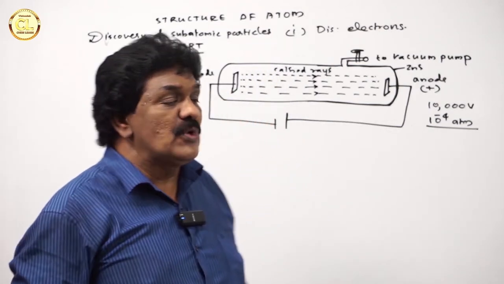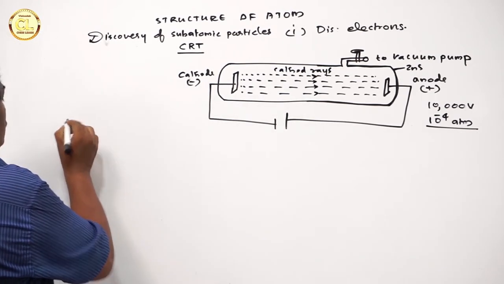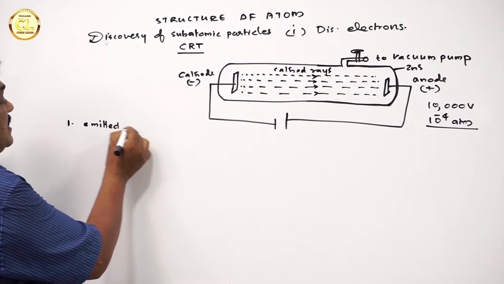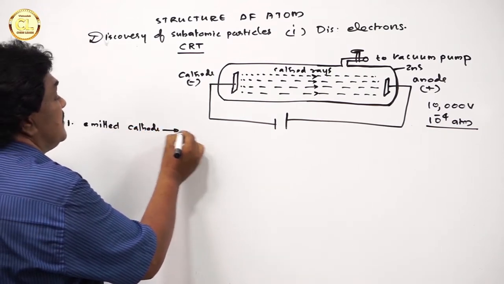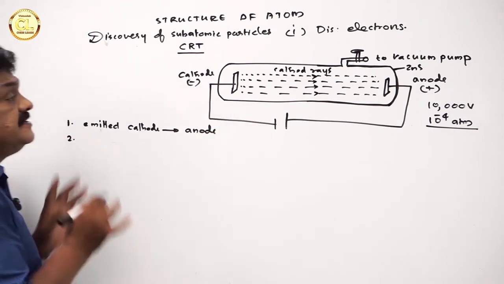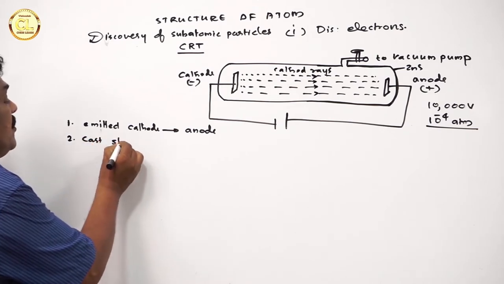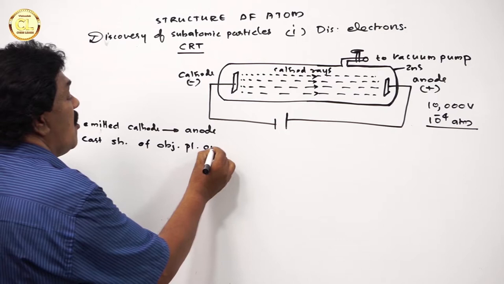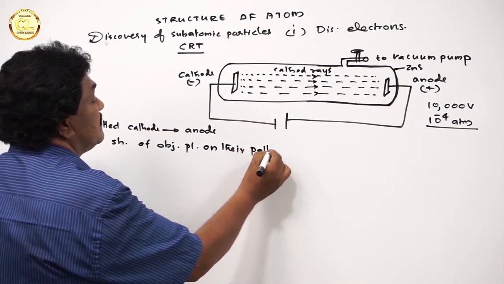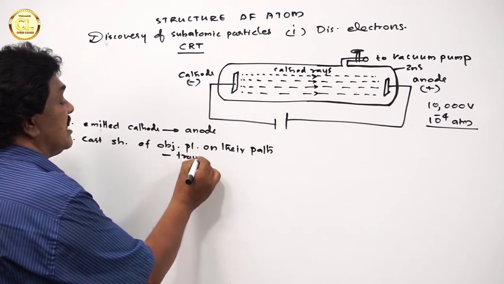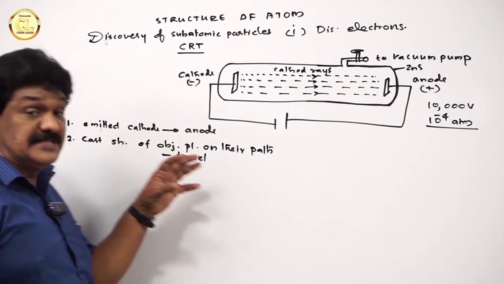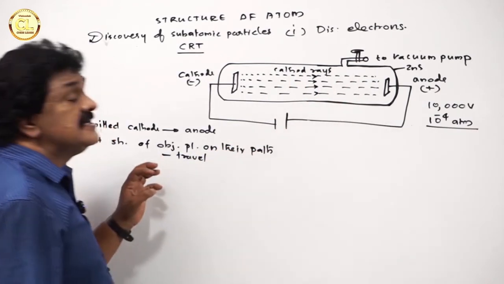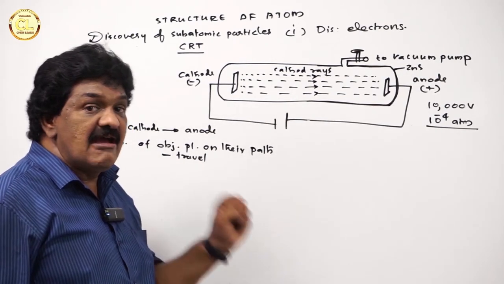Let us learn some of the properties of cathode rays. First property: cathode rays are emitted from cathode, and travel towards anode. Second, they can cast shadow of objects placed on their path. This shows that they travel in straight line. That means when we place an object here, we get a shadow behind it. From this, it is clear that cathode rays travel in straight line.